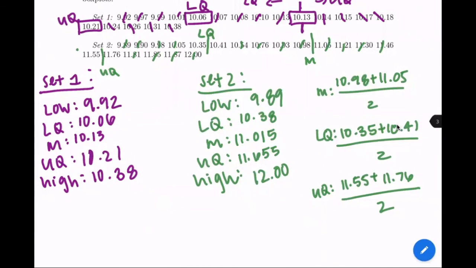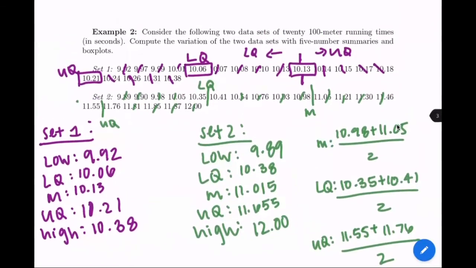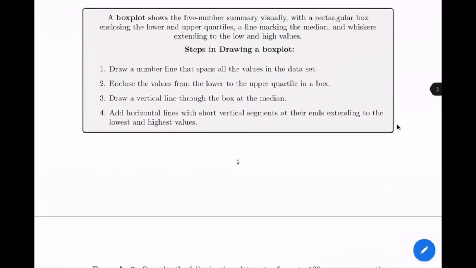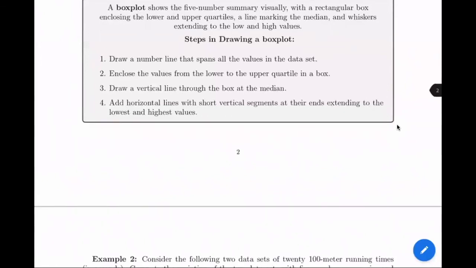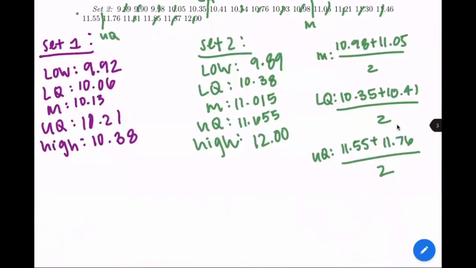What we're going to do next is draw the box plot. So I'm going to scroll back up to the instructions. We want to draw first a number line that spans all the values in the data set. I will do that first. So it looks like we need to encompass both of our data sets. The lowest number between both of the data sets is 9.89, and then the highest is 12.